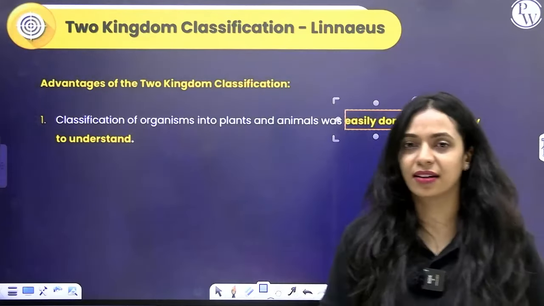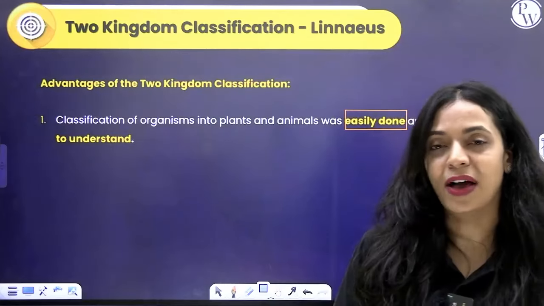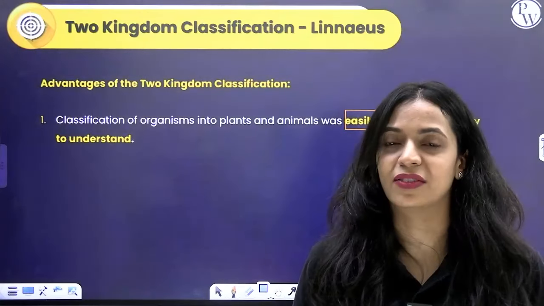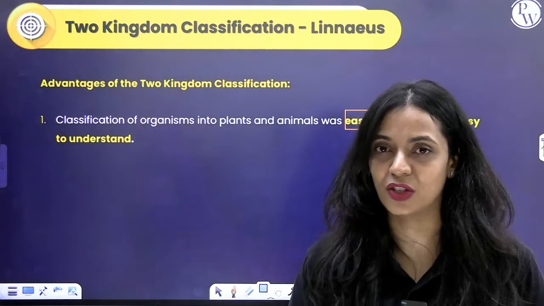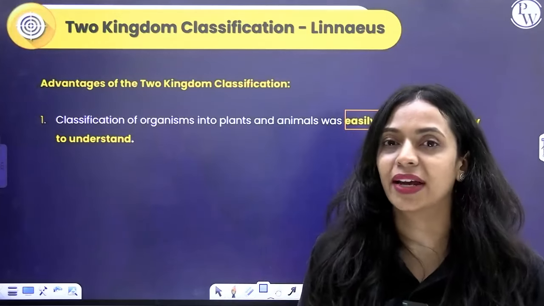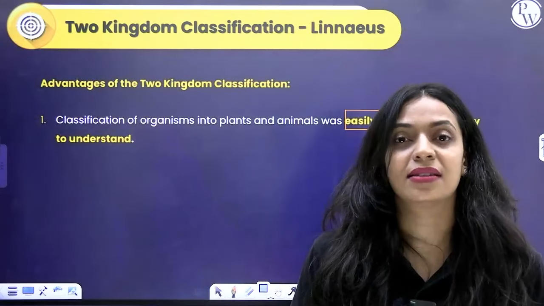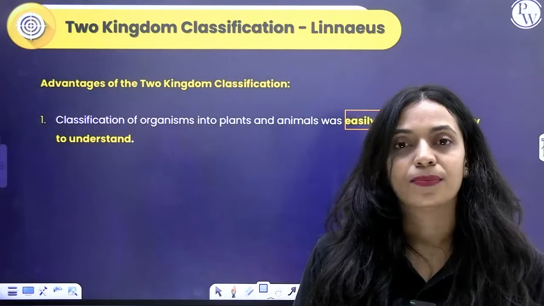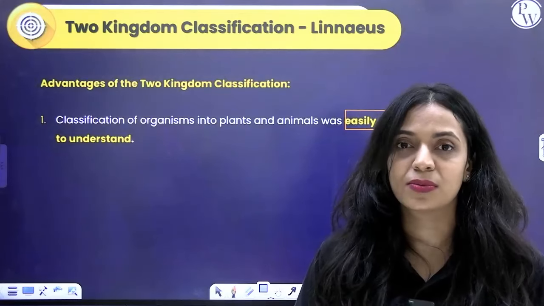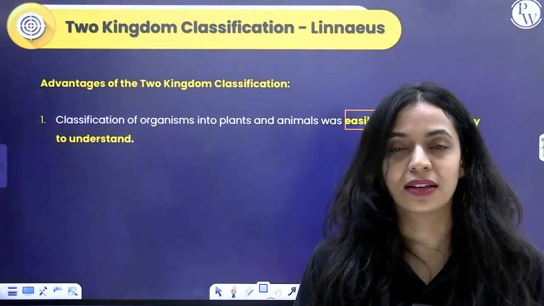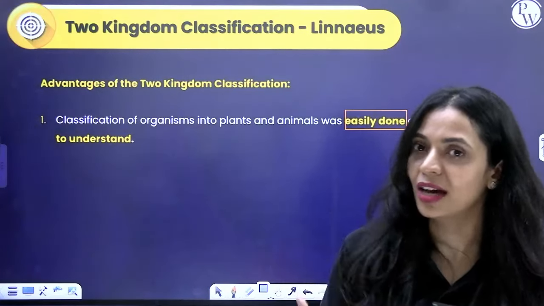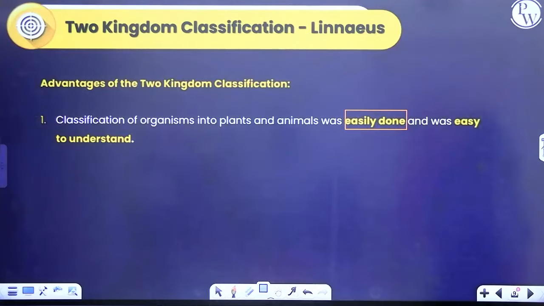But it had certain disadvantages. In fact, there are three very important disadvantages to the two kingdom classification. As newer and newer organisms started to get discovered, they got to know that some of these organisms did not fit into either category. So, let's learn more about the disadvantages.